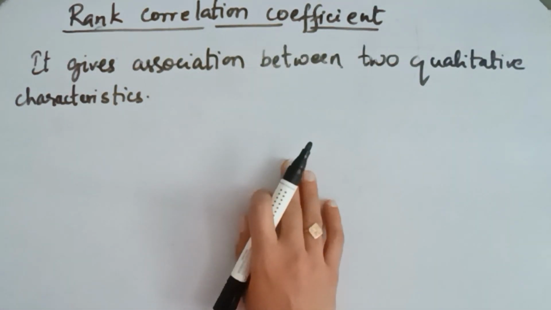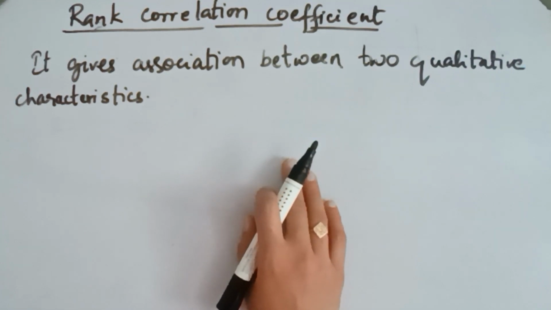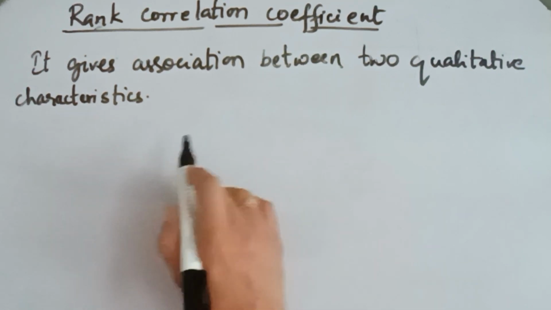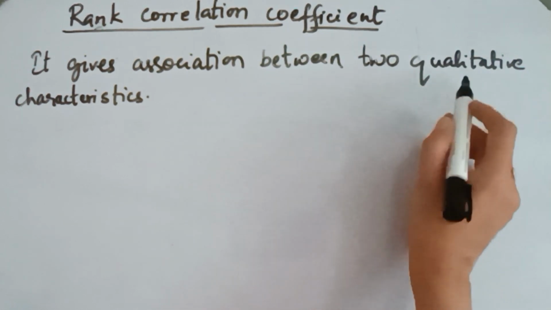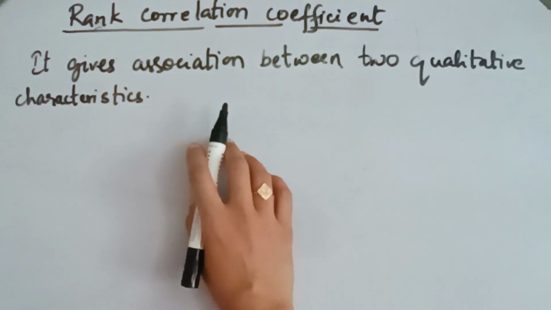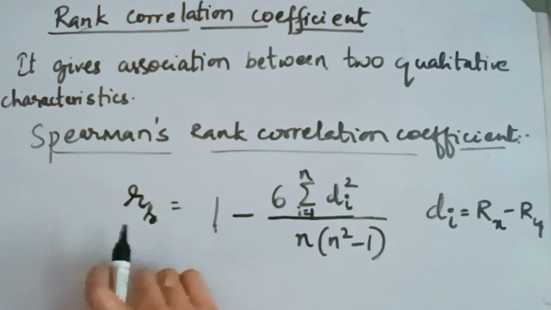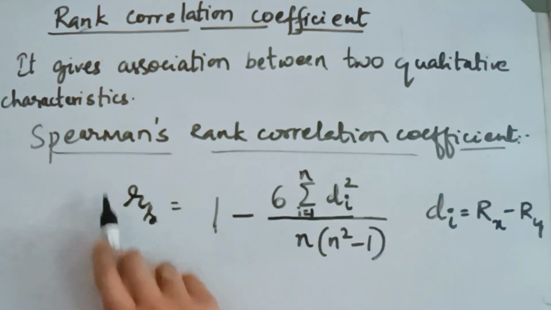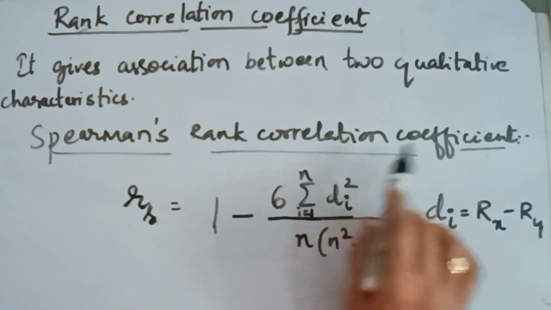You can say it is between two ordinal variables also, because order can be defined among the ordinal variables. So if the characteristics are ordinal variables, in that case you can use the rank correlation coefficient. Now, to measure the association between two qualitative characteristics, we use Spearman's rank correlation coefficient.